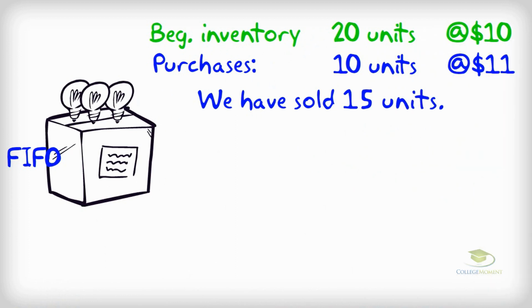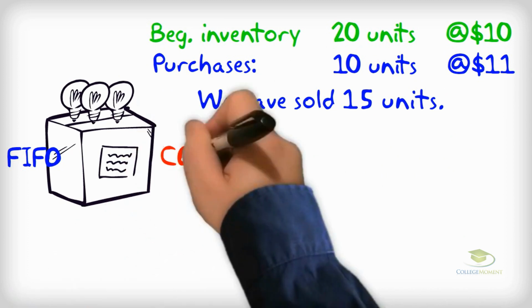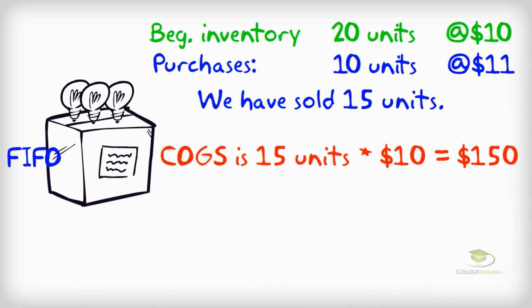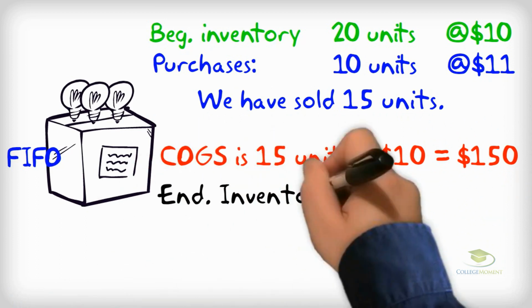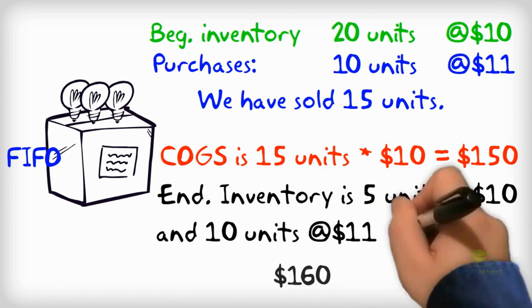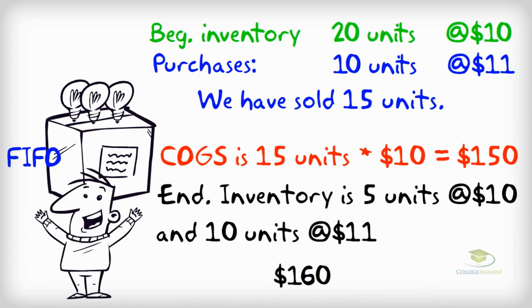Since under FIFO, what we bought first is the first to be sold, we will assume that we have sold 15 units which were purchased at the cost of $10. That gives us cost of goods sold of $150. The ending inventory is what we have left. That is 5 units at the cost of $10 and 10 units at the cost of $11. The value of ending inventory is $160.